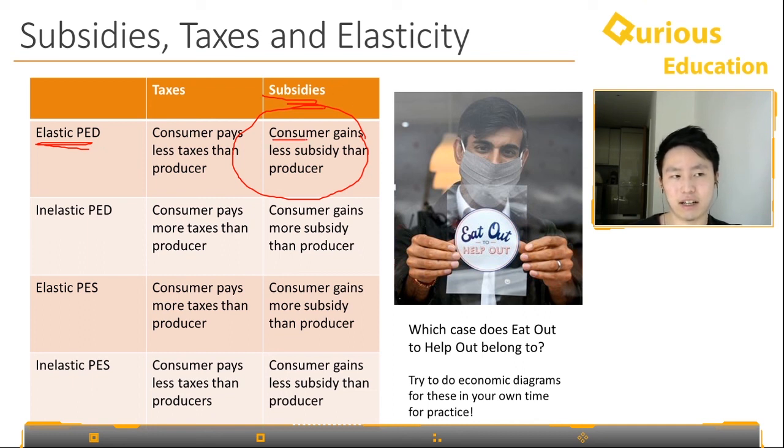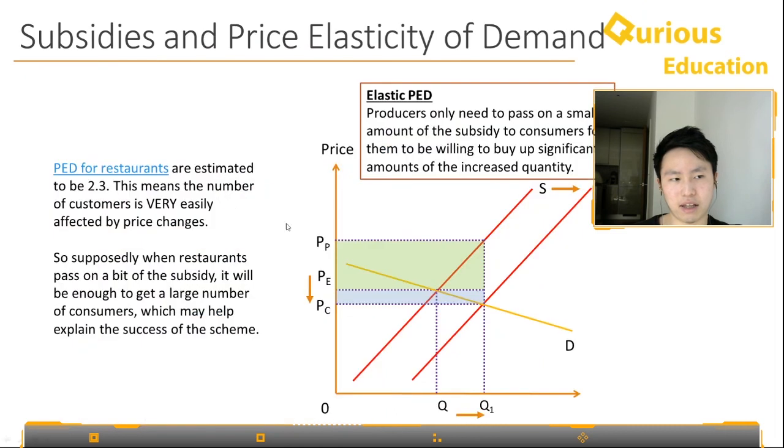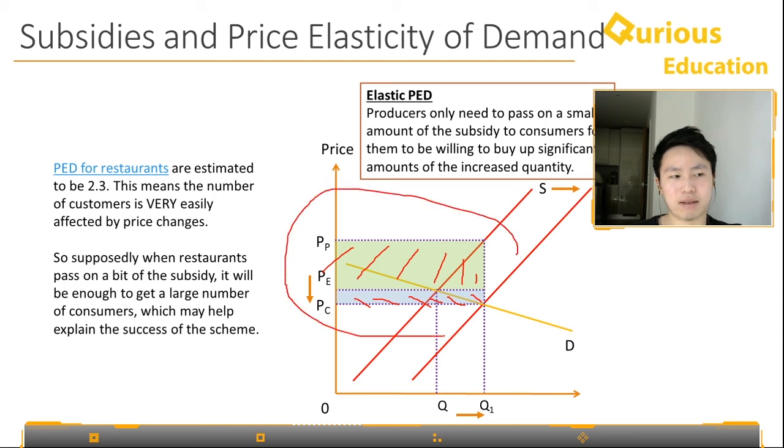So in this case, the consumer actually would benefit less from the subsidy than the producer. You'll see here in this diagram that the producer subsidy, which is the green area, is much larger than the consumer subsidy, which is the blue area. But of course, this is assuming everything else is constant. And whenever we use economic diagrams or economic models, we are making a lot of assumptions about the world. So assumptions including things like the government only subsidizing one type of restaurant, which is not the case.